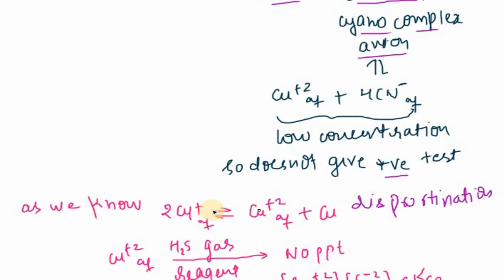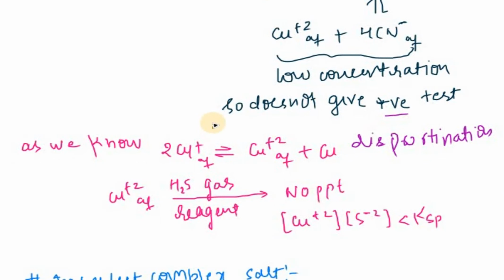Disproportionation means one mole of Cu+ will reduce, and one mole of Cu+ will oxidize to Cu+2. So whenever we pass H2S gas through this copper compound, copper exists as Cu+2 and Cu. Cu+2 forms CuS, which has a Ksp. The ionic product is less than Ksp due to the very negligible concentration of Cu+2.